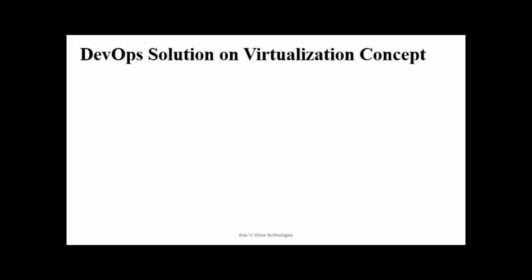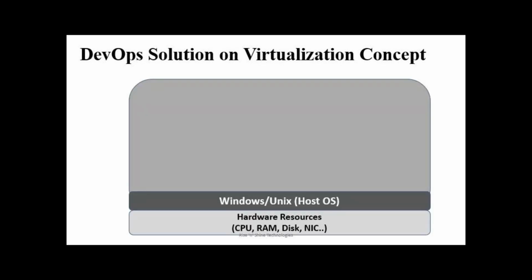So this is the DevOps solution. We are not going to use it as Linux administrators or system administrators. As DevOps engineers, we are going to look at this solution. Which type of virtualization is this, type 1 or type 2? It is the type 2 based approach. Yes, Windows or Unix, the host OS, should be there along with the hardware resource.